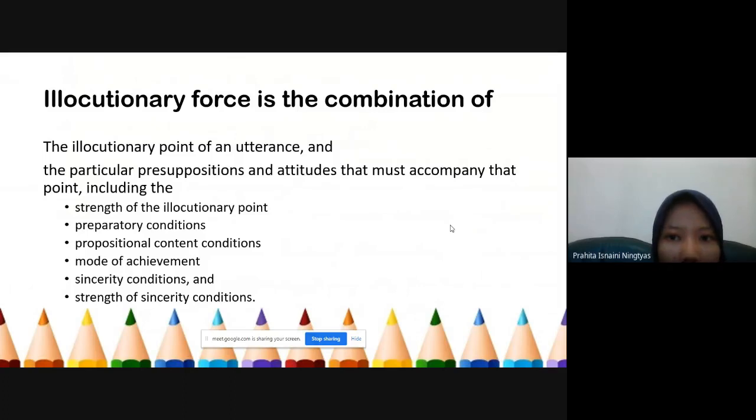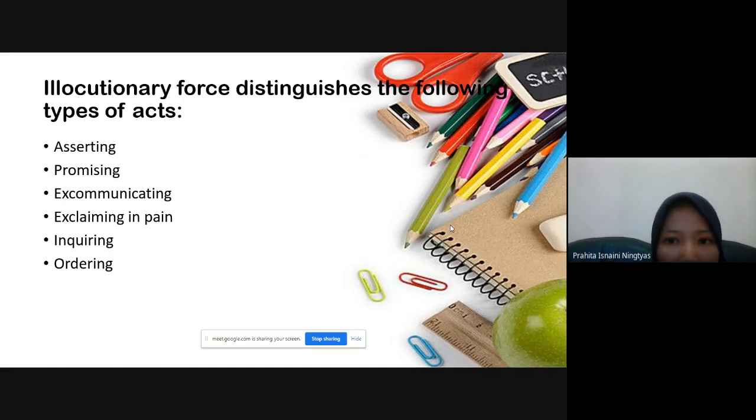Elocutionary force is the combination of the elocutionary point of an utterance and the particular presuppositions and attitudes that must accompany that point, including the strength of the elocutionary point, preparatory conditions, propositional content conditions, mode of achievement, sincerity conditions, and strength of sincerity conditions. Elocutionary force distinguishes the following types of act: asserting, promising, excommunicating, communicating, exclaiming in pain, inquiring, and ordering.